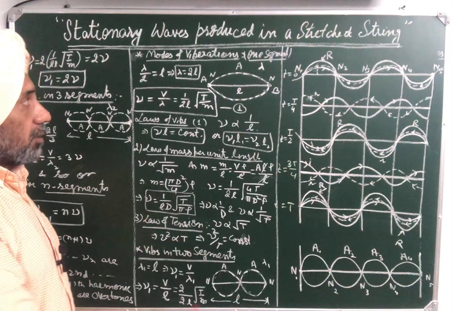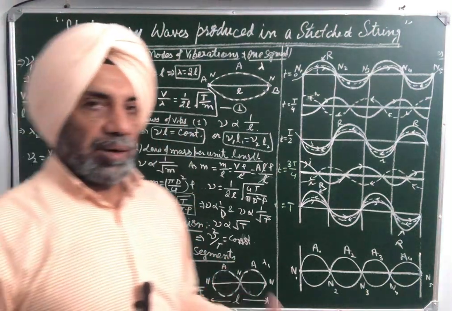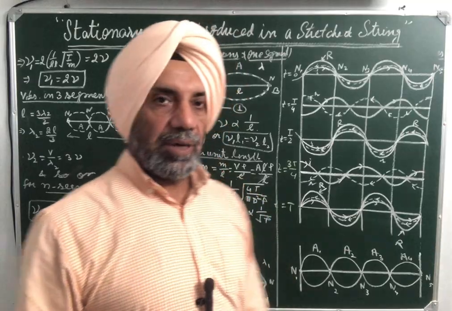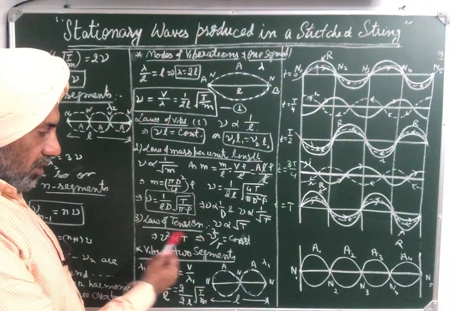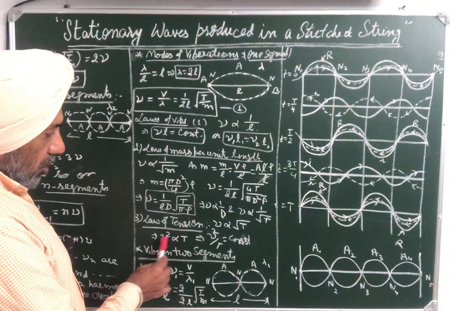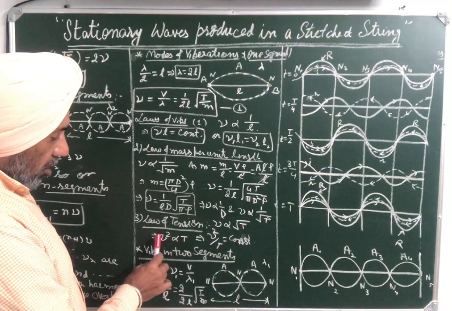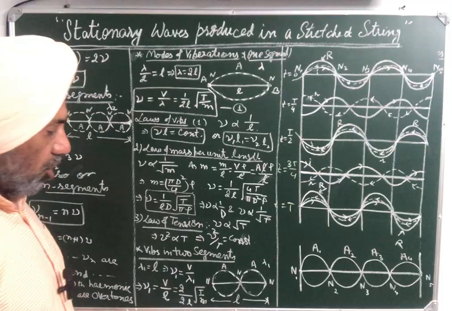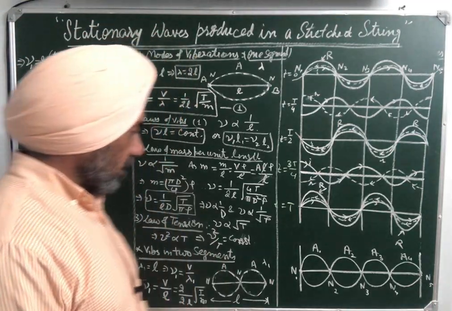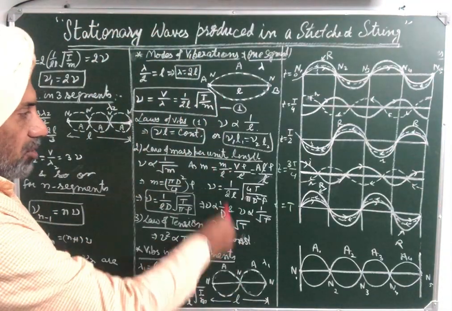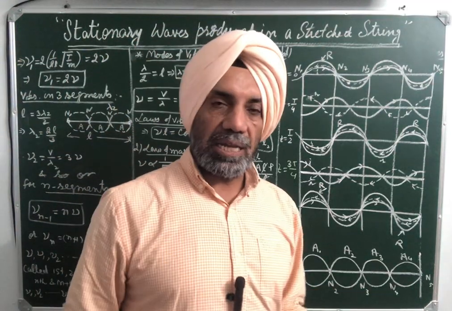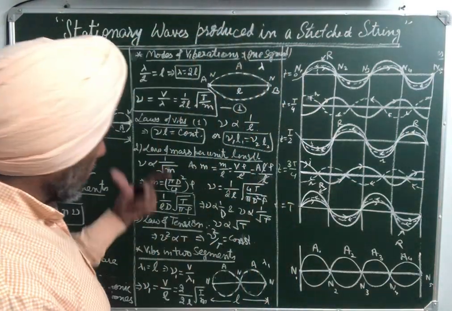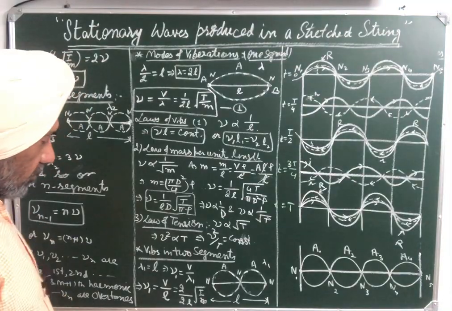Then the law of tension. Fundamental frequency is directly proportional to the square root of tension in the string, the stretching force. So nu is proportional to square root of T, or nu square is proportional to T, or nu square upon T is always constant. So these are the various laws of vibrations in a stretched string. This question may be asked individually.